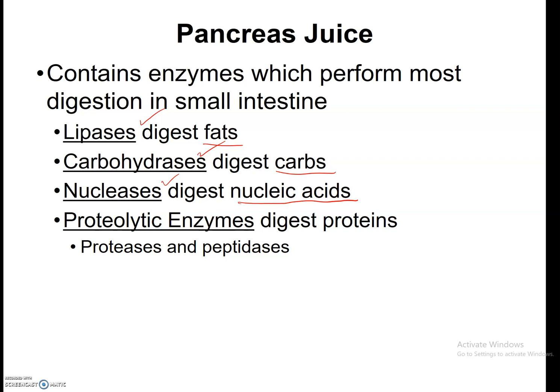And then we have proteolytic enzymes made by the pancreas. And these proteolytic enzymes, things like proteases and peptidases, break apart proteins.